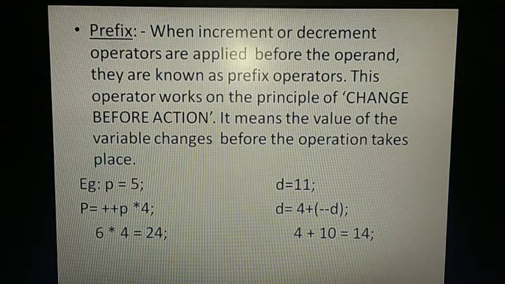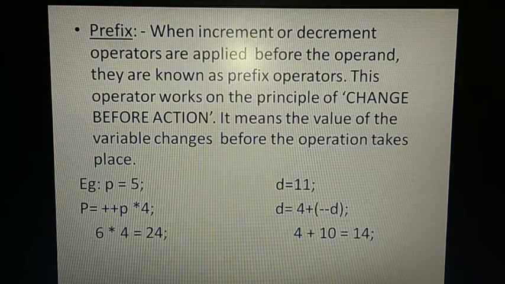It works on the principle of change before action. It means the value of the variable changes before the operation takes place. The example is plus plus p into 4. The variable value is 5. As it is incremented, it changes before the action, so the value of the variable increases by 1 and becomes 6 into 4, that is 24.